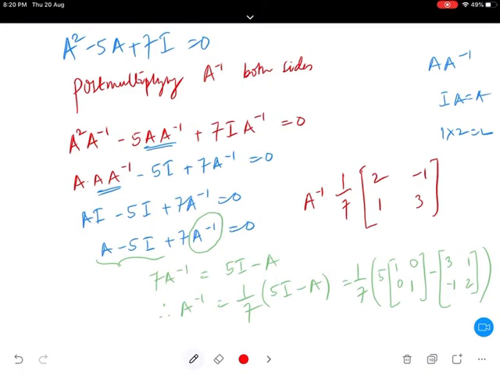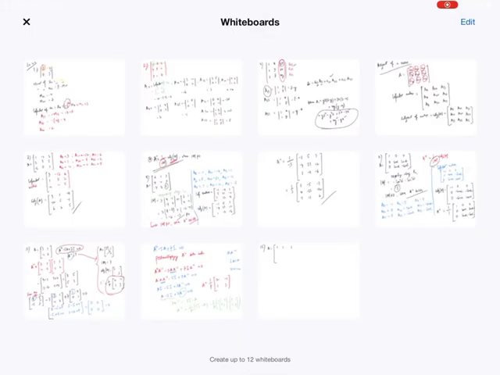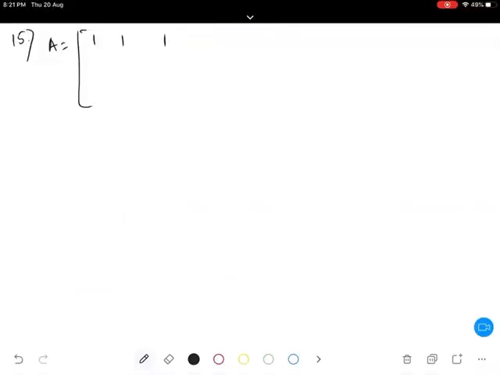Acha, question number 14 will be homework. Let's do question number 15. I don't think we will have time for 15, but let's see how much we can cover. A is given as 1 1 1. Now again I'm telling you, whenever an equation is given, you cannot find A inverse by using adjoint. Understood? So whenever an equation is given, you have to post multiply A inverse both sides and solve like this.